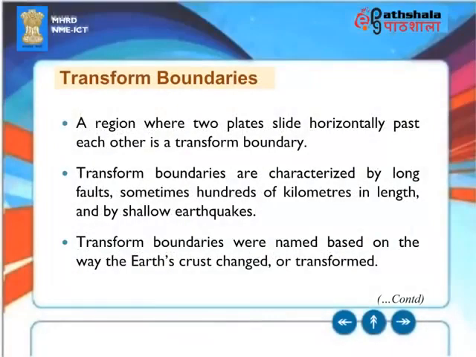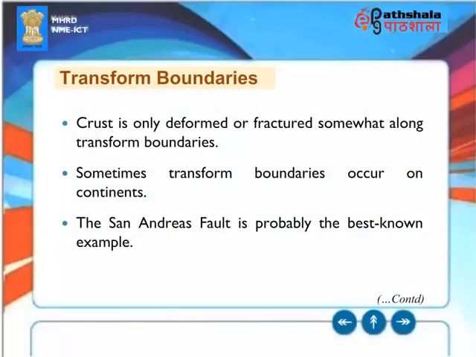Transform boundaries. A region where two plates slide horizontally past each other is a transform boundary. Transform boundaries are characterized by long faults, sometimes hundreds of kilometers in length, and by shallow earthquakes. Transform boundaries were named based on the way the Earth's crust changed or transformed. Crust is only deformed or fractured somewhat along transform boundaries. Sometimes transform boundaries occur on continents.